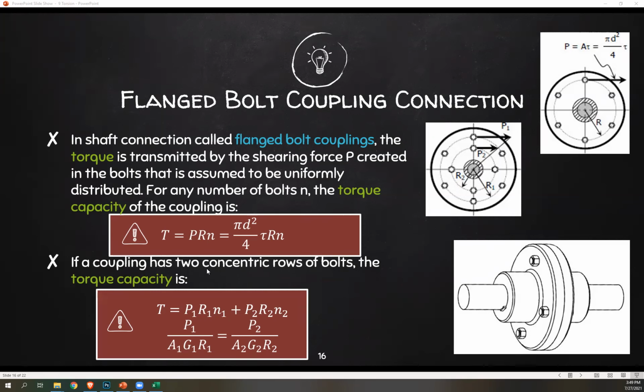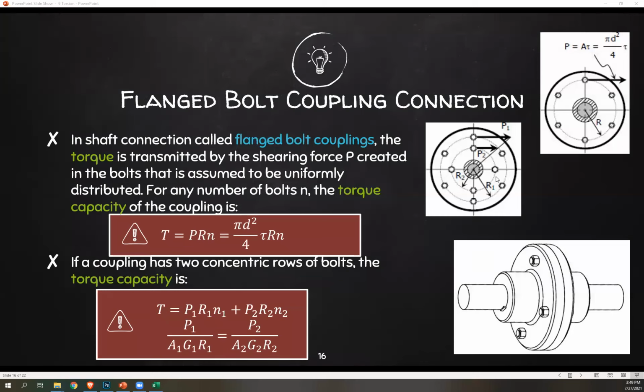Next, if a coupling has two concentric rows of bolts, the torque capacity is T equals P1 R1 N1 plus P2 R2 N2. If it's 3 rows, plus P3 R3 N3. So P, R, N are the same. P is the shear force being experienced by the bolt along that concentric row, R is the radius to the center, and N is the number of bolts in that row.